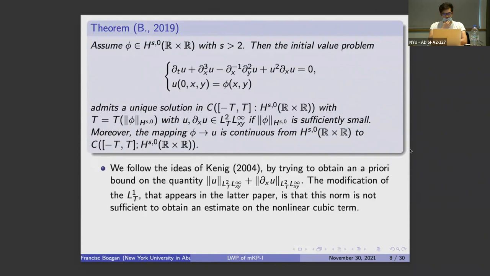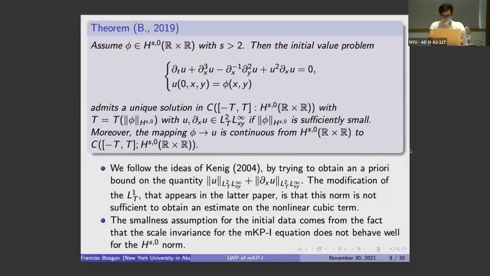For this result, we follow the ideas of Koch by trying to obtain an a priori bound on the L2 in time, L infinity in space norms of u and ∂x u. There is a modification. Usually for the KP1, we require L1 in time norms, but because of the nonlinearity here, we require more smoothness in time. Also, let me tell you that the smallness assumption for the initial data comes from the fact that the scale invariance for the modified KP1 equation does not behave well under the H^{0} norm.